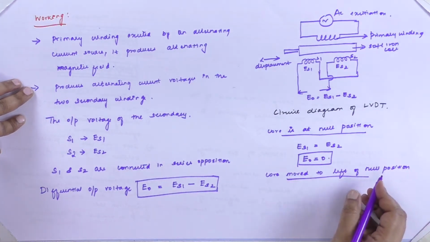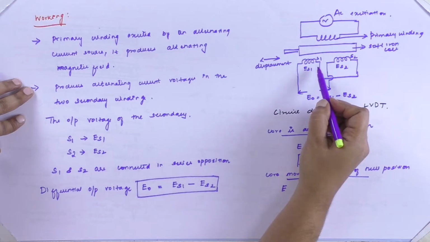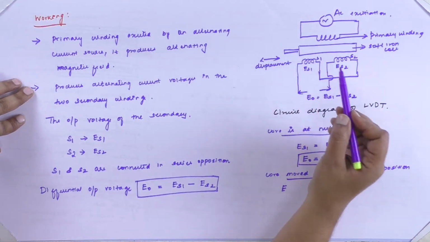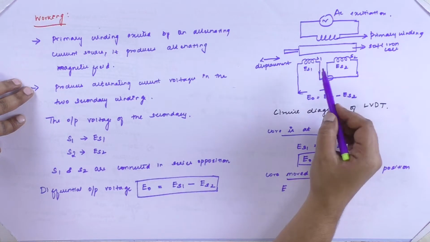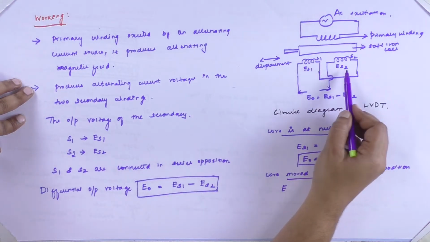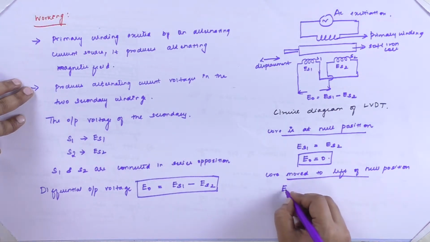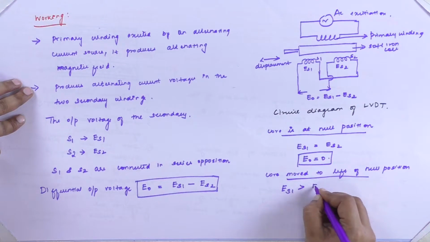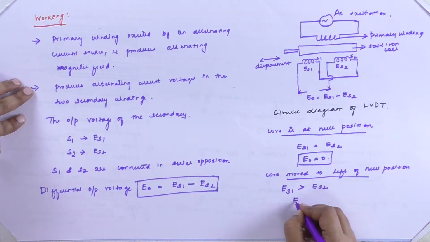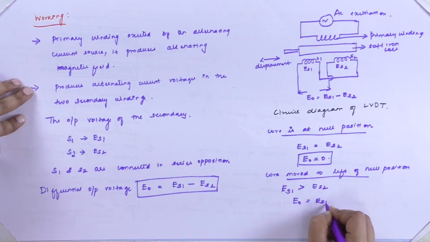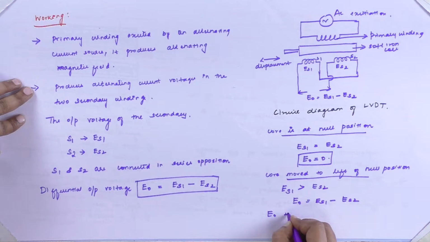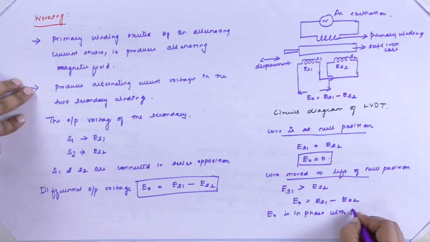The core is moved to the left of the null position. The flux linking with the secondary winding S1 will be more compared to the flux linking with the secondary winding S2. Since the flux linking varies, the voltage induced on the secondaries also varies. So when the core is moved to the left of the null position, the secondary voltage ES1 will be greater than ES2. So the output voltage E0 will be equal to ES1 minus ES2. So the output differential voltage E0 is in phase with the primary voltage.